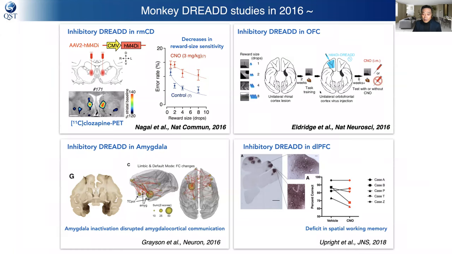Also, in collaboration with Barry Richmond's lab, Eldridge et al. showed that silencing the orbitofrontal cortex, combined with a unilateral rhinal cortex lesion, made the monkey show a similar kind of reward desensitivity. In these days, other labs also show the application of DREADD technology combined with functional MRI and behavior, with DREADD expression in DLPFC. Those are all the initial successful DREADD applications in non-human primates, starting from 2016.